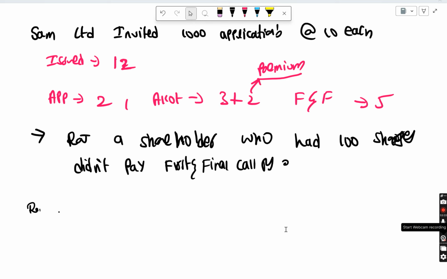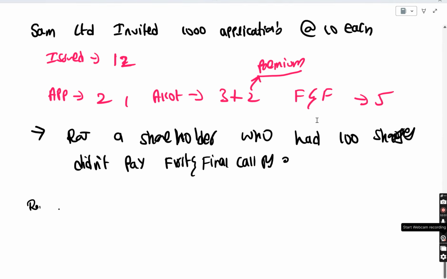Yeah, correct. Then bank account debit to calls in arrear account debit to final call. Two calls in arrears. It's calls in arrears. Just now we discussed it is an asset. Asset shows debit balance. So we don't credit the calls in arrears account. We debit the calls in arrears account.